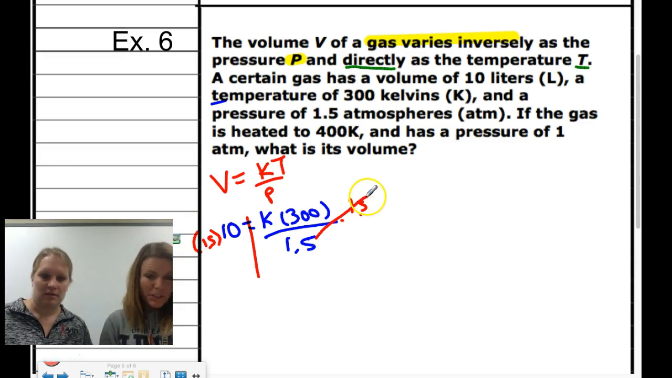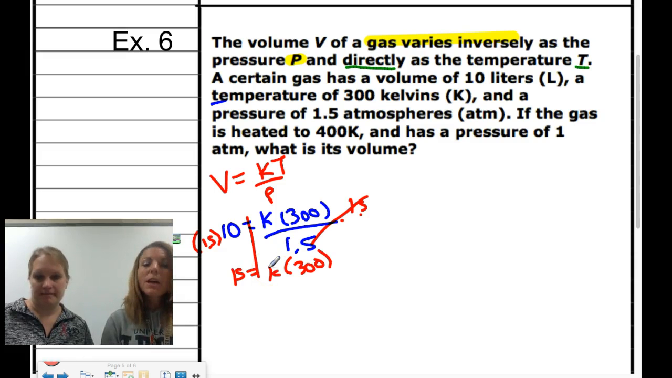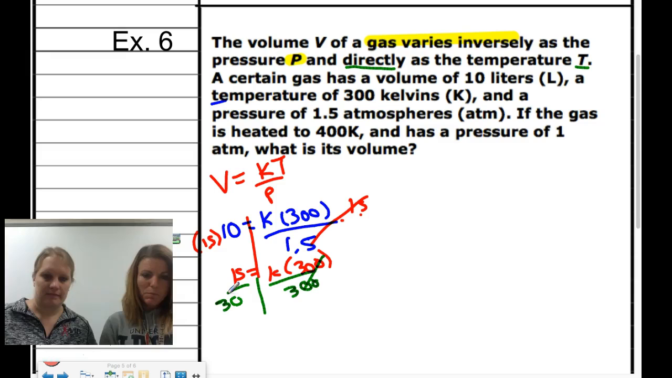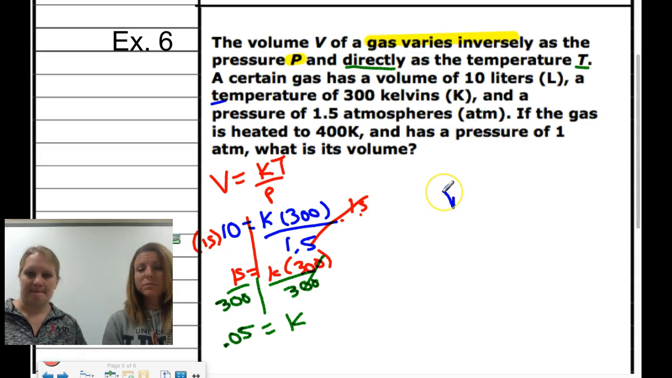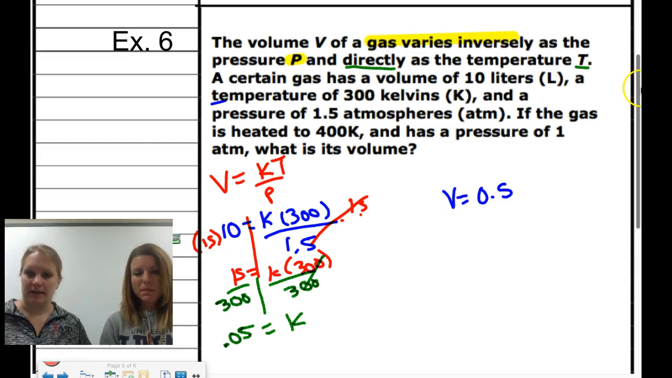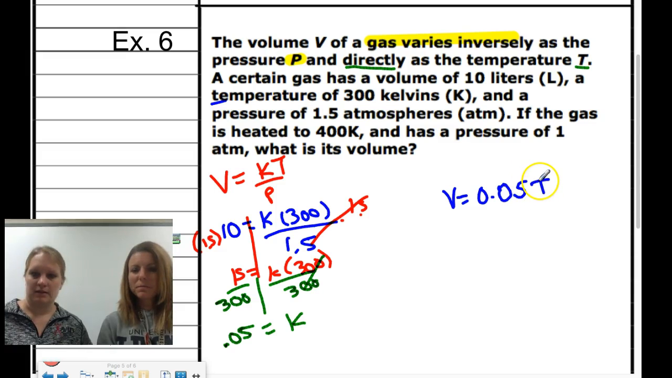On the left, we get 15 equals 300K, or K times 300. Divide both sides by 300. And when we do that, we get K is equal to 0.05. There's our K. So now let's plug it back in up top here. V is equal to 0.05 times T over P.